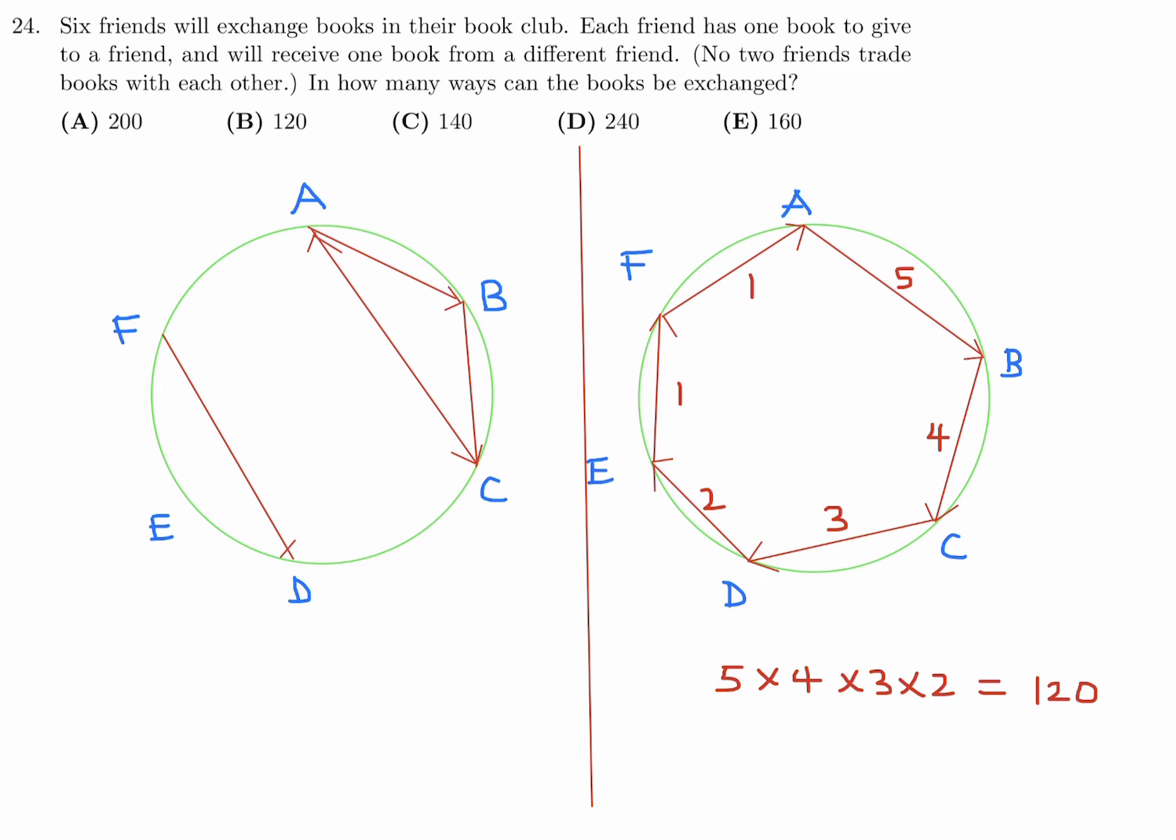Similarly, F gives a book to D, and then D gives a book to E, and then E gives a book to F. That is another scenario, perfectly legitimate. Now we have to count up the number of cases.